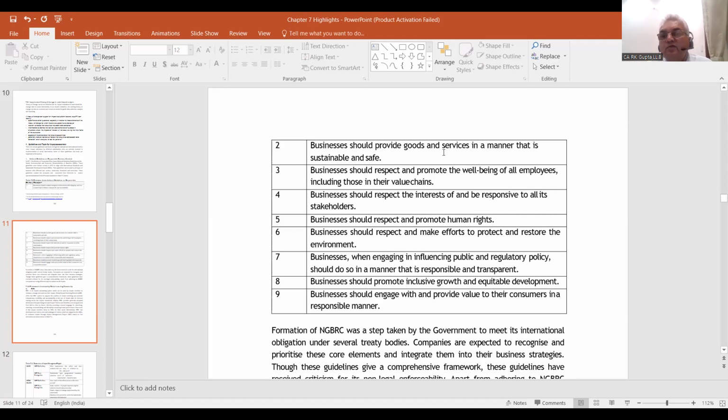Business should respect and promote human rights. Business should respect and make efforts to protect and restore the environment. Businesses, when engaging in influencing public and regulatory policy, should do so in a manner that is responsible and transparent. Businesses should promote inclusive growth and equitable development. Businesses should engage with and provide value to their consumers in a responsible manner.